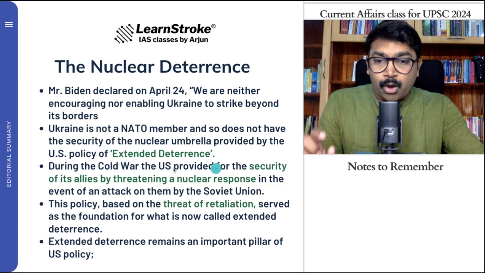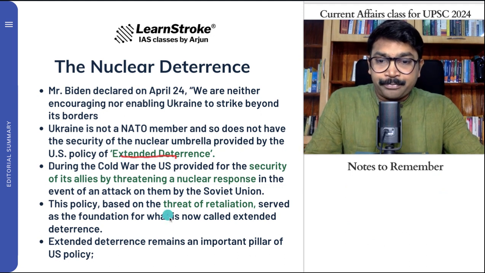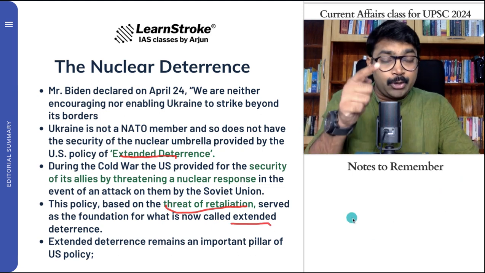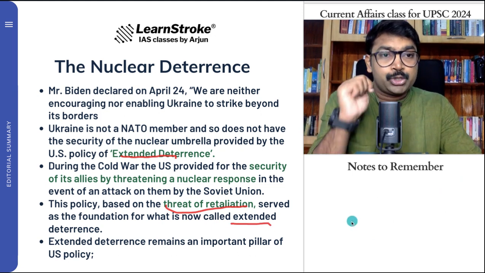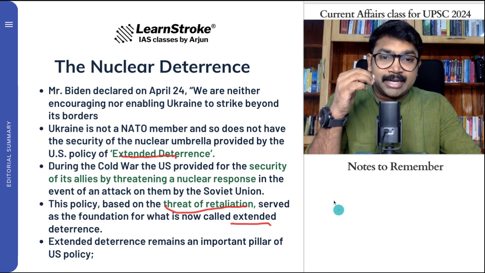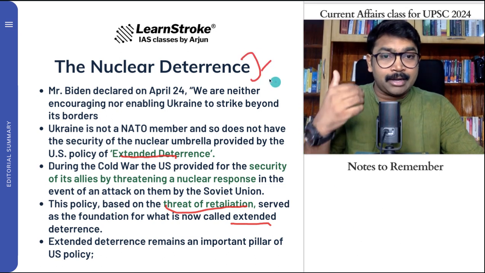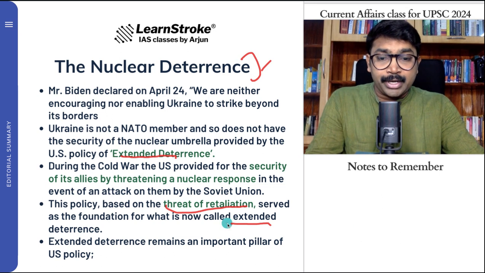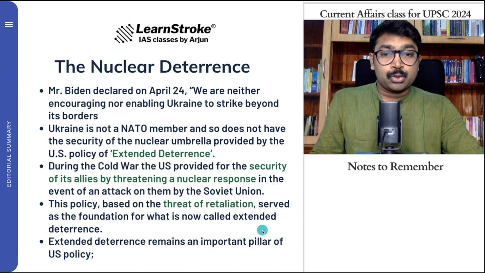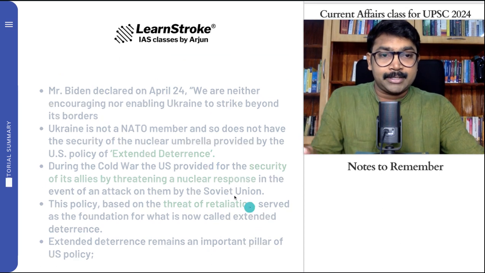So the concept of extended deterrence is actually a threat of retaliation. The US will threaten the USSR that if you attack, we will use nuclear power. This is called deterrence. The word deterrence itself means to prevent or deter. Extended deterrence still remains an important pillar of US policy. Very, very important. So I think you know this concept, nuclear deterrence.